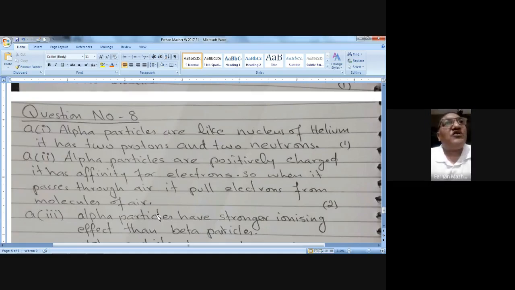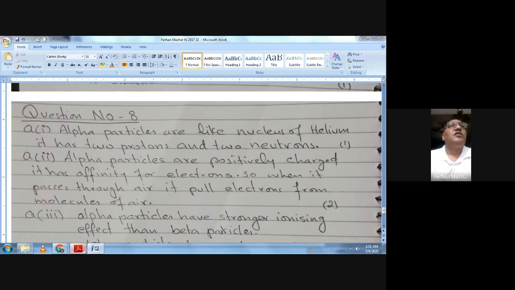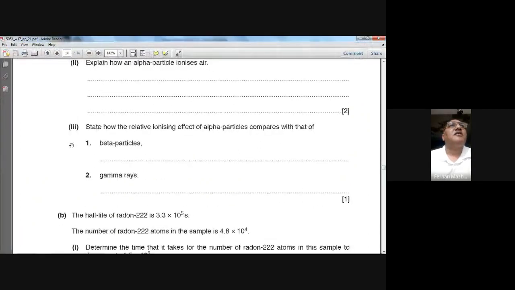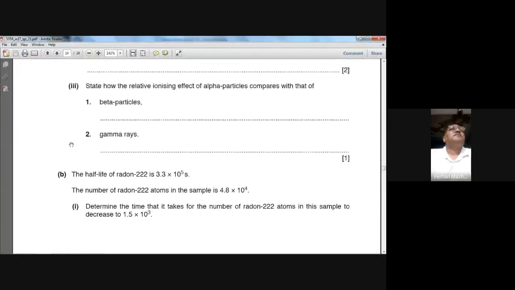Okay, so I was saying alpha particles are positively charged. It has affinity for electrons. So when it passes through air, it pulls electrons from the molecules of air. That's why the air molecules become ionized. It's a 2 mark question. I hope it's clear to you. Now, question number 3. State how the relative ionizing effect of alpha particles compares with that of beta particles.